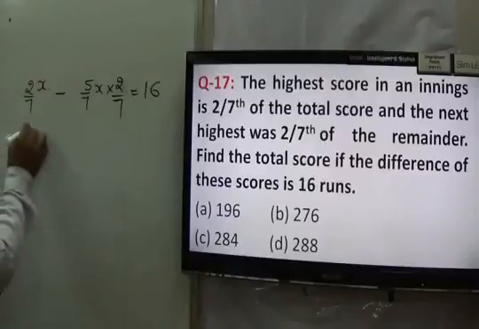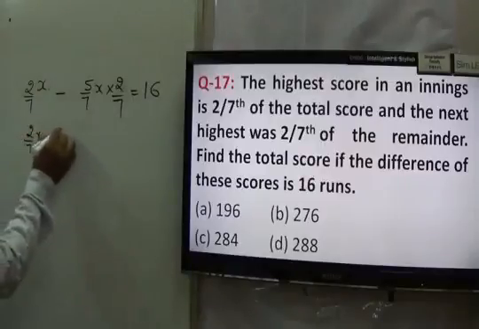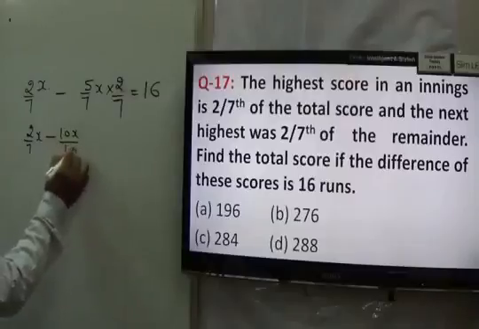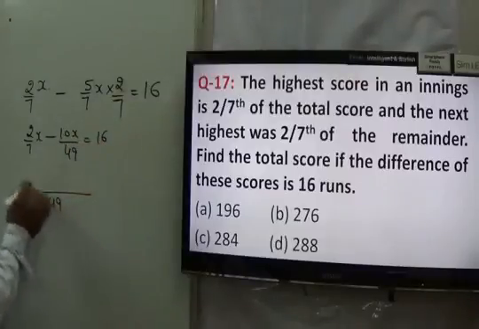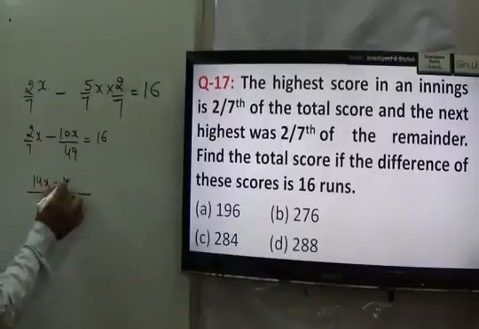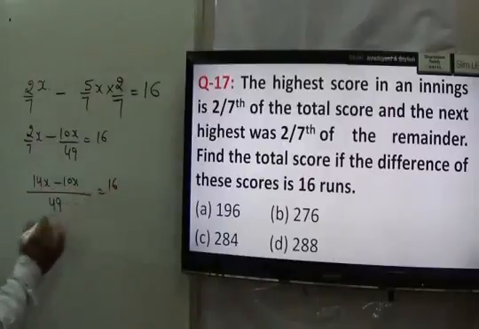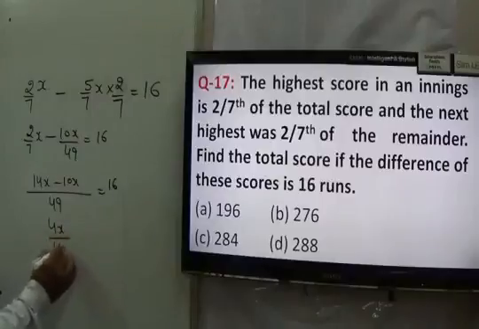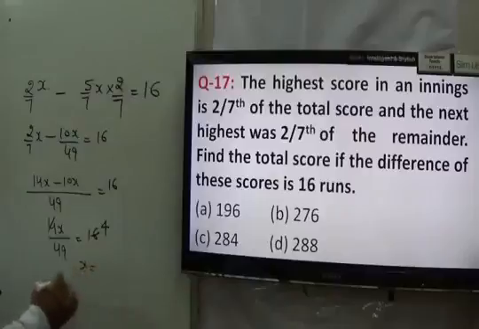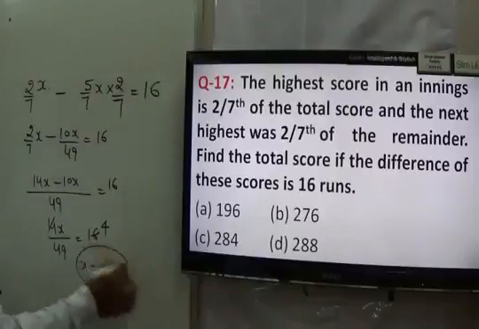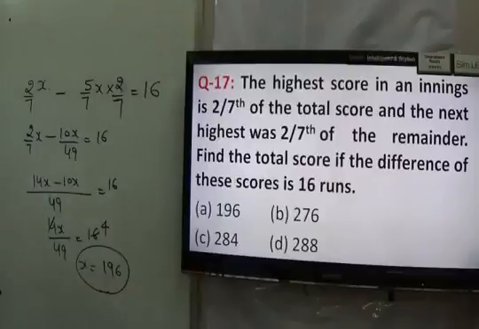Now I can say that 2/7x minus 10x/49 equals 16. LCM is 49. 7 sevens are 49, that gives me 14x minus 10x equals 16. Or else I can say 4x upon 49 equals 16. 4 will go on 4, and x I may take as 49 times 4, which is 196. It means that the total score in the inning is 196. That is your answer.